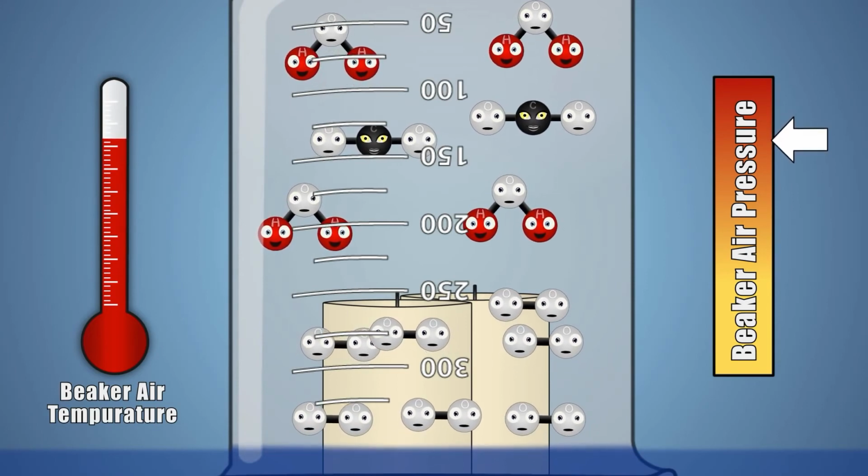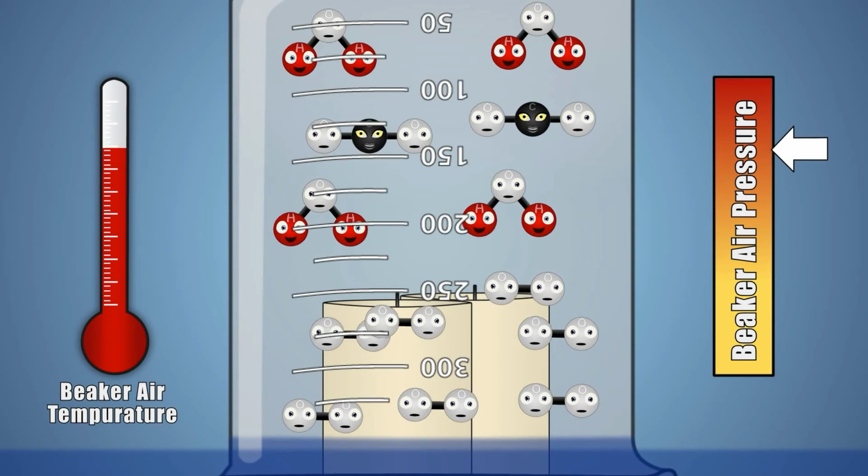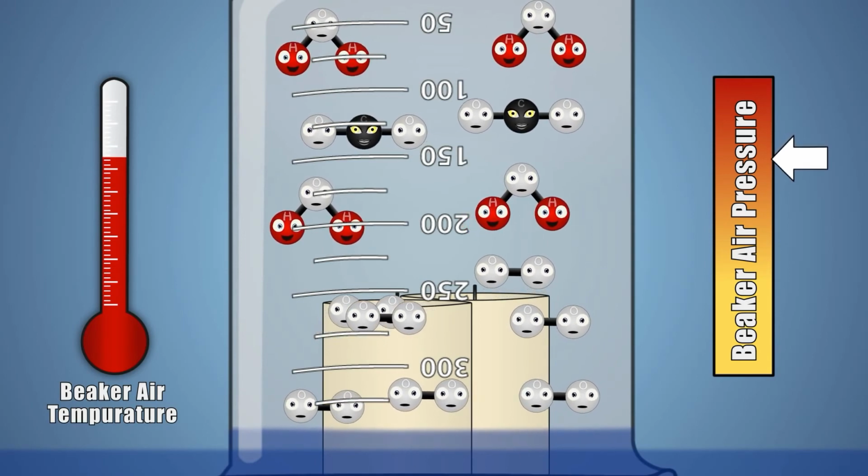Once the flame is extinguished, the air molecules under our beaker begin to cool off, dropping in temperature and losing their excitement. This causes the amount of pressure our air molecules are exerting on the sides of our beaker and the water at its base to drop.